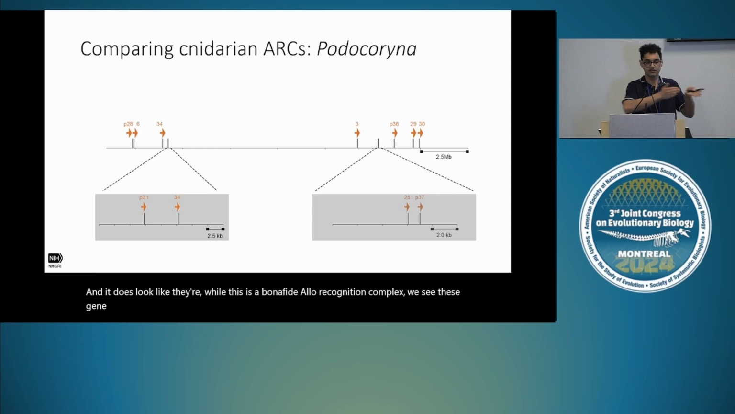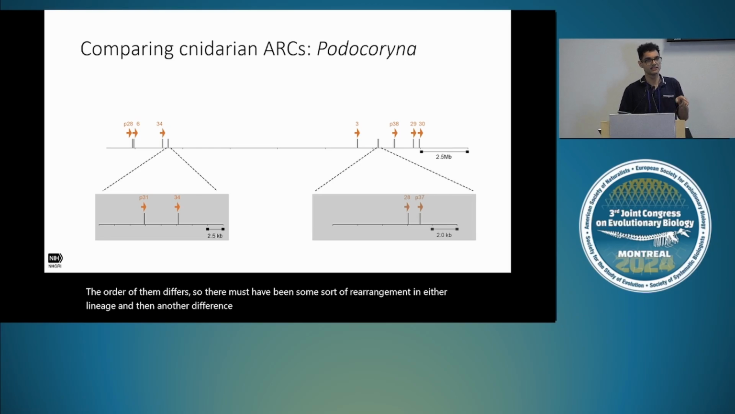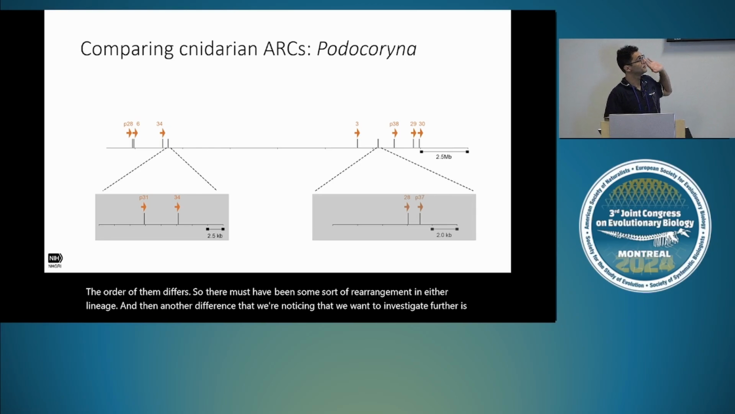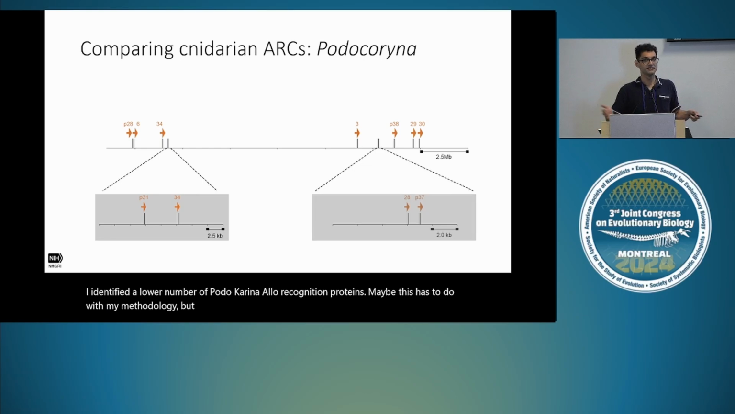duplications forming this long contiguous region. The order of them differs. So there must have been some sort of rearrangement in either lineage. And then another difference that we're noticing that we want to investigate further is I identified a lower number of Podocarina allorecognition proteins.